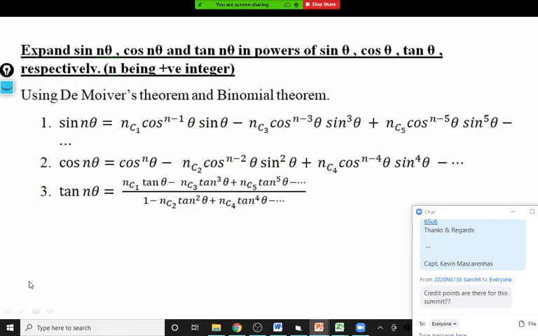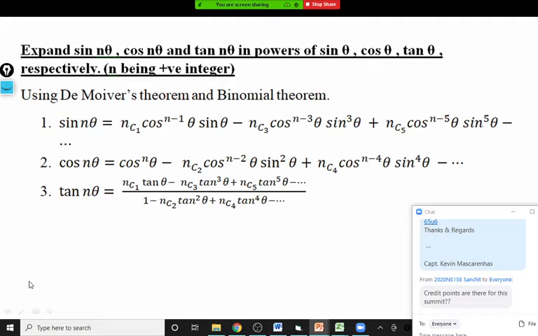A second application of de Moivre's theorem is that we can use it to expand sin nθ, cos nθ, or tan nθ in powers of sine, cosine, or tan of θ. Or indirectly, we can prove certain trigonometric identities. We know the formulas sin 2θ = 2 sin θ cos θ, and cos 2θ = cos²θ − sin²θ. Such formulas, double angle formulae, triple angle formulas, we can prove with the help of de Moivre's theorem.